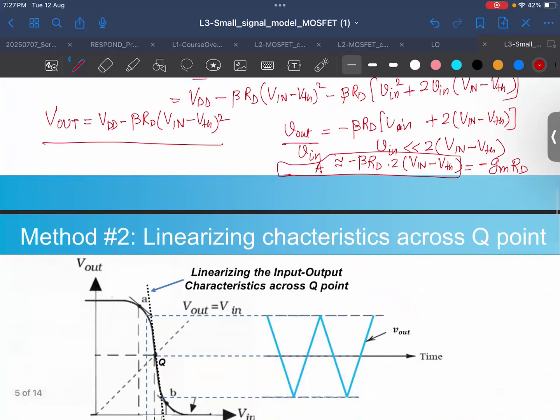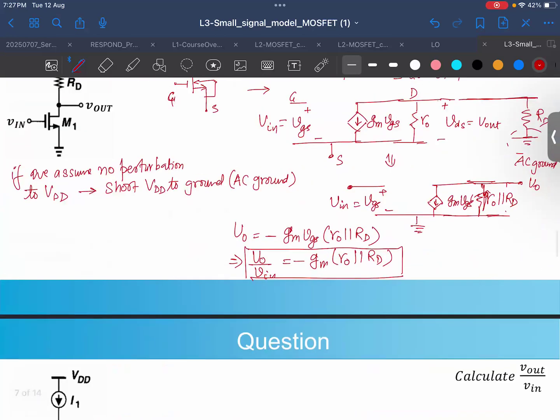In this we have, so why we have neglected? Because we know that for a very low lambda, r0 is much greater than RD, so this can also be seen as V0 divided by V in becomes minus gm RD, which is what we got through the DC analysis. So that is the one thing which you have to see: using the simple analysis of perturbation or the small signal model, you get the same result we were looking for in the full IV analysis, right?